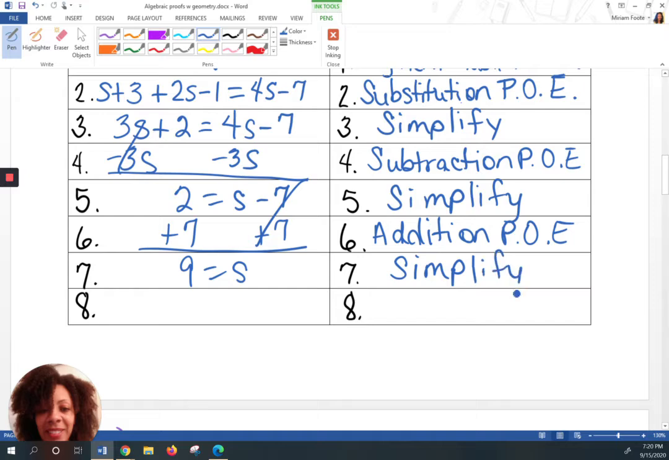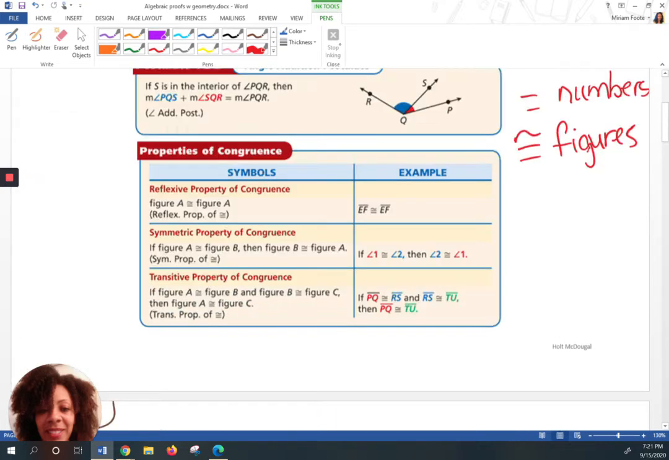And I learned on the first part of the video, the algebraic proof part 1, that I can rewrite this as the variable on the left-hand side, s equals 9, and that is called the symmetric property of equality. And again, I am using the equal sign. So when I see the equal sign, I'm going to use property of equality. If I see a congruent sign, then I am going to use property of congruence. So I still use the same wording depending on what is happening in the situation.